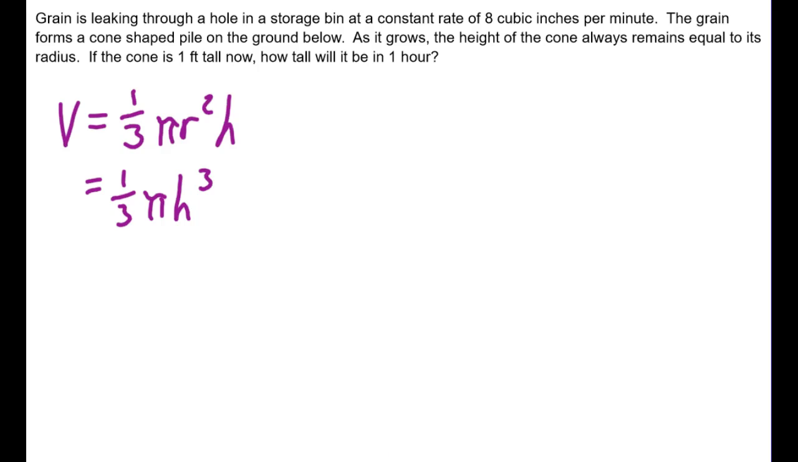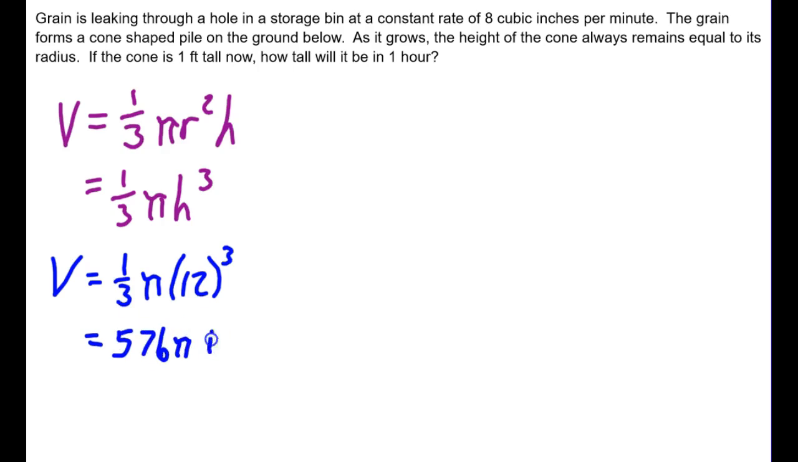Currently, we know the cone is 1 foot tall, which is the same as 12 inches. So to calculate how much volume is currently in the pile, we take v equal to 1/3 times pi times 12 cubed. We know we have to write this in terms of inches rather than feet because in the beginning of the problem, our rate was in inches. So we have to keep the units the same. And if we multiply this out, we get 576 pi inches cubed. We're dealing with volume. We know that's a cubed dimension. So this is how much grain is currently in the pile.